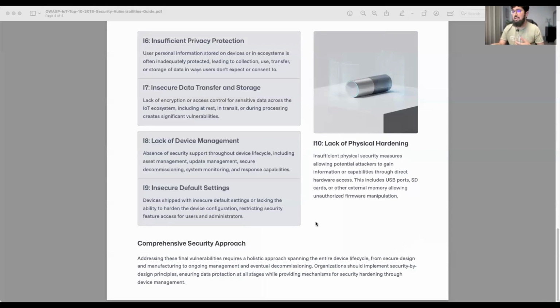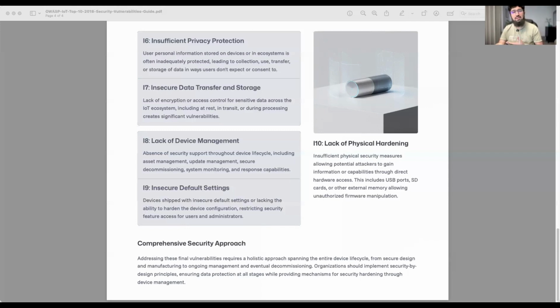So how about the last one? Let's talk about lack of physical hardening. Traditional IT systems often reside in secure data centers, but IoT devices are frequently deployed in publicly accessible locations, like homes or field environments, with minimal physical protection. This physical exposure creates unique security challenges that require specific hardening measures, right? The attack vectors on this layer include side channel attacks, firmware extraction, bus monitoring, component removal, and reset attacks or tampering.